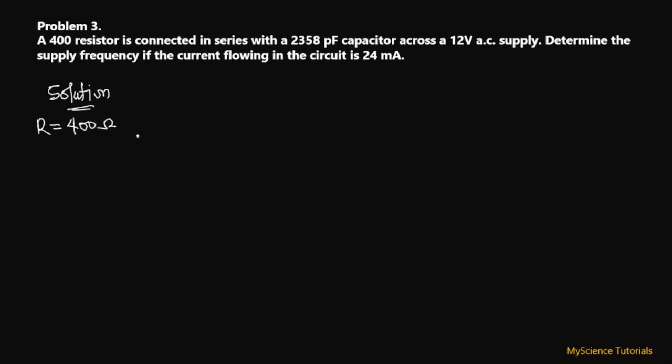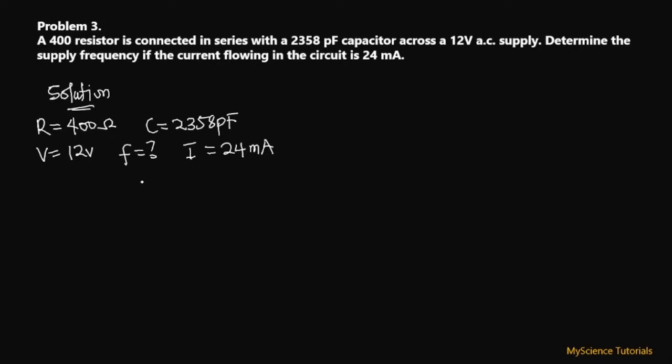Sorry, the unit is not here. Then we have connected to a capacitor with capacitance of 2358 picofarad. Then we have our voltage is 12 volts, and then we've been asked to find the frequency, which we do not know, but we also know that the current flowing through this entire circuit is 24 milliamperes. So that is very good news.